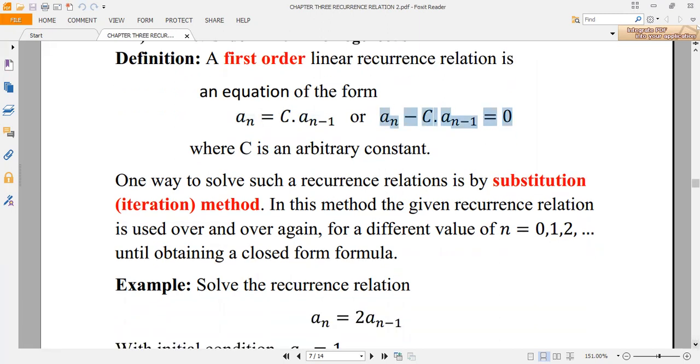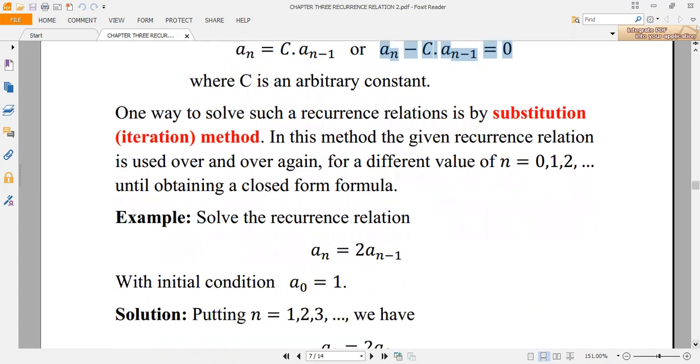One way to solve such a recurrence relation is by substitution or an iteration method. In this method, a given recurrence relation is used over and over again for different values of n, where n runs from 0, 1, 2, until we obtain a closed form formula for the recurrence relation. That formula will be the solution for the recurrence relation. As we defined last time, the solution for the recurrence relation is a sequence that satisfies the recurrence relation.